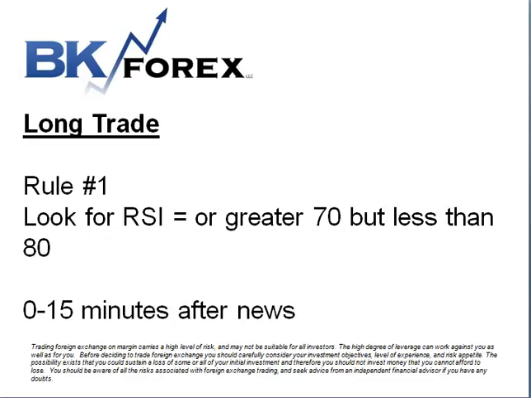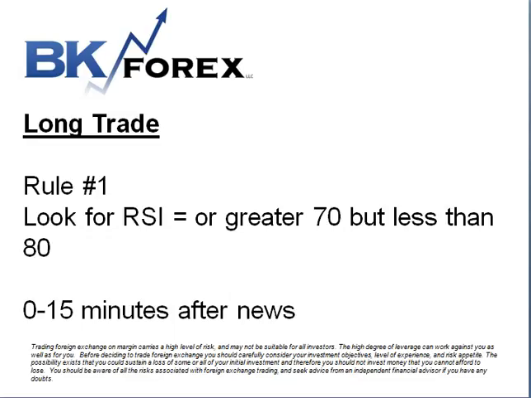Now, in terms of our Ajax indicator, the first rule is that for a long trade, we want to look for RSI to move into overbought territory, above 70, but be no higher than 80. And we're looking for this to happen within the first 15 minutes after the news event is released. But just because the RSI moves above 70 does not mean that we take a trade. Instead, we wait.